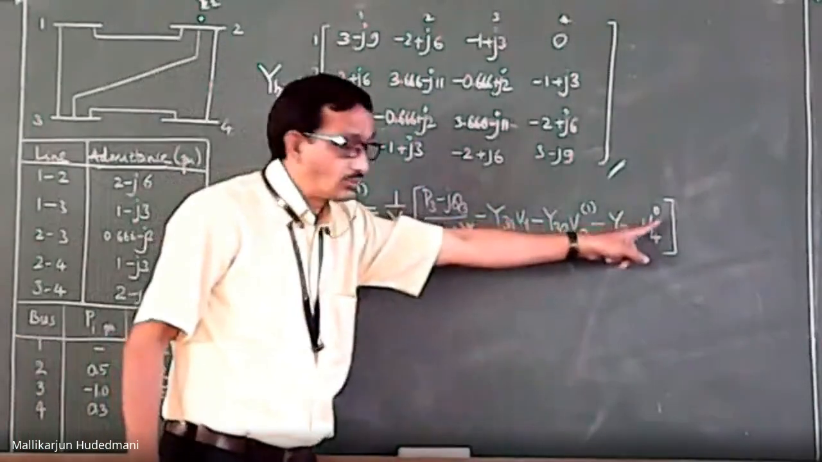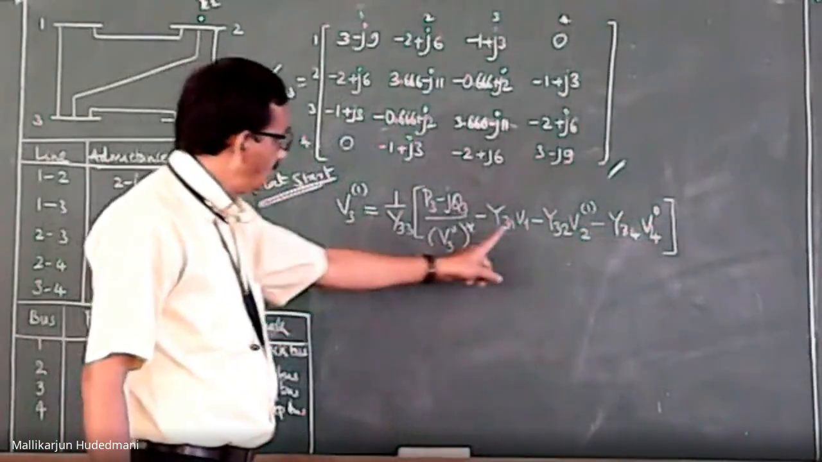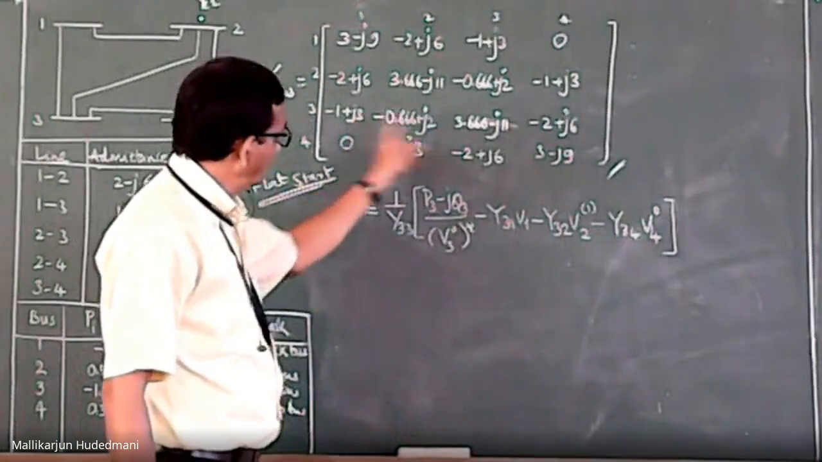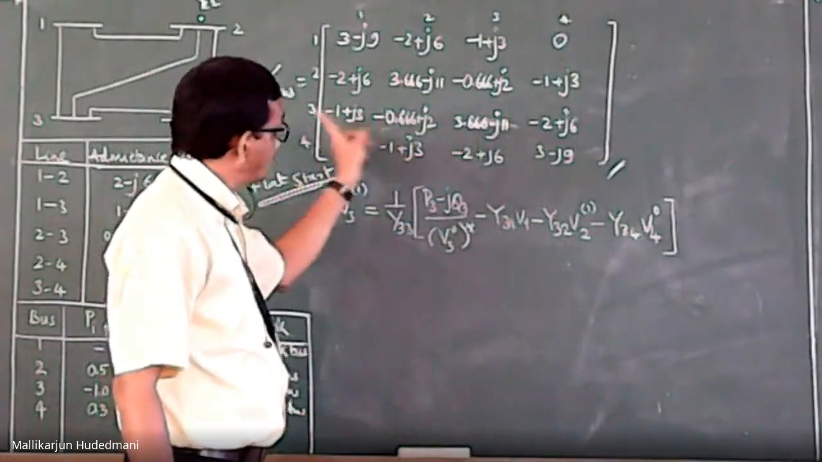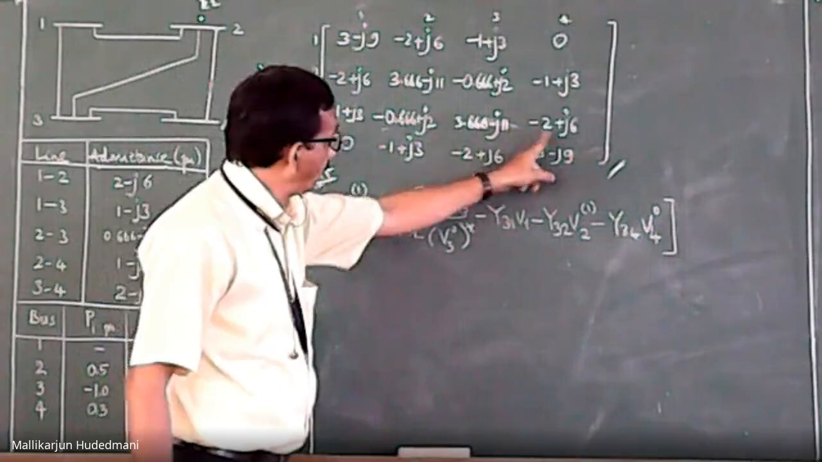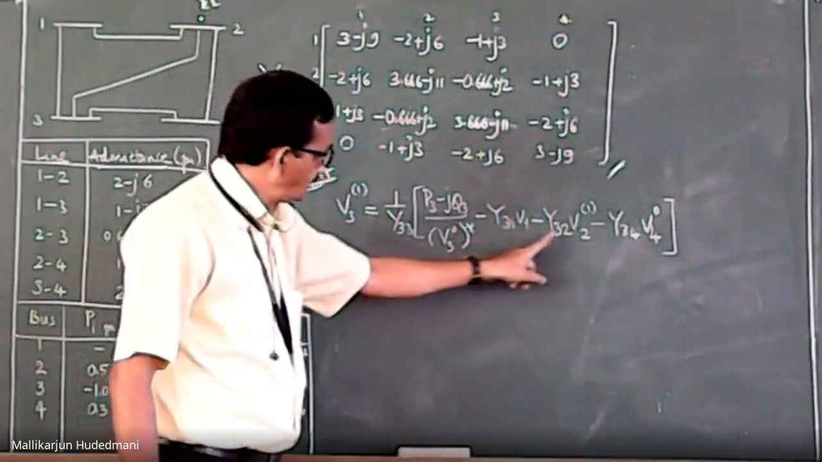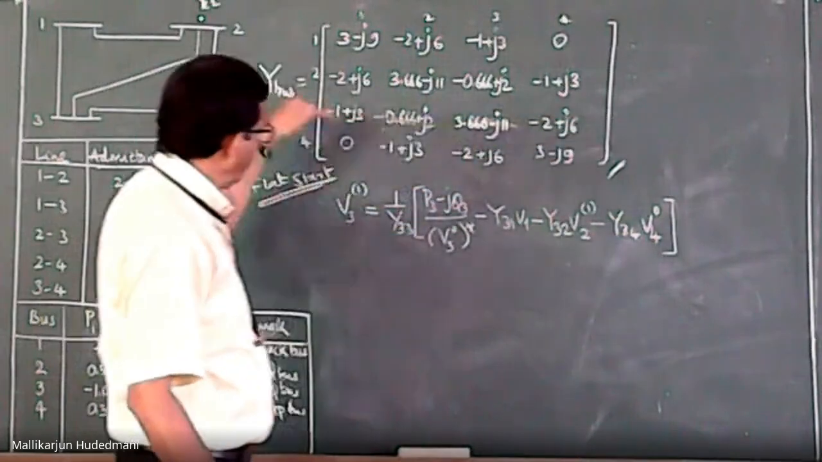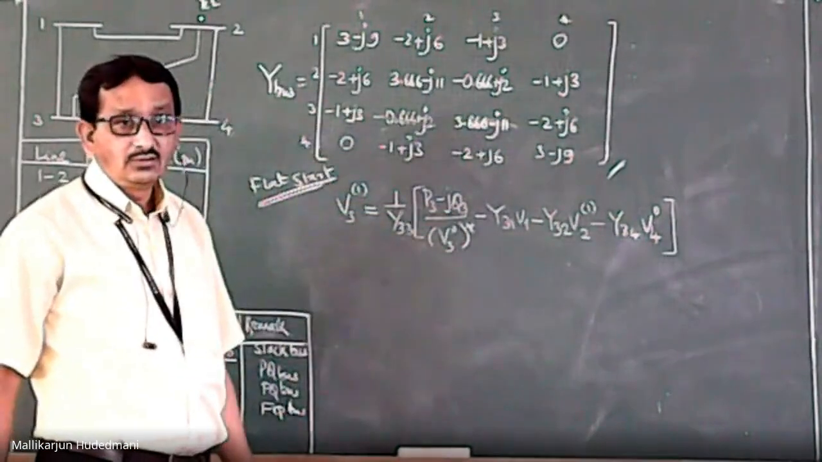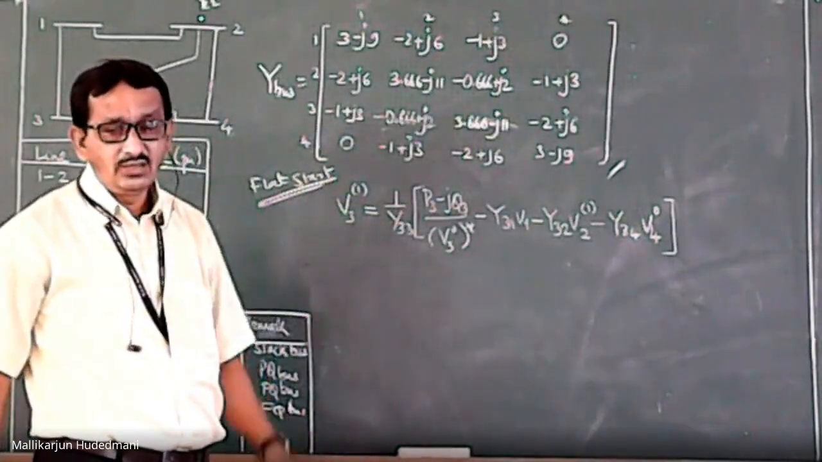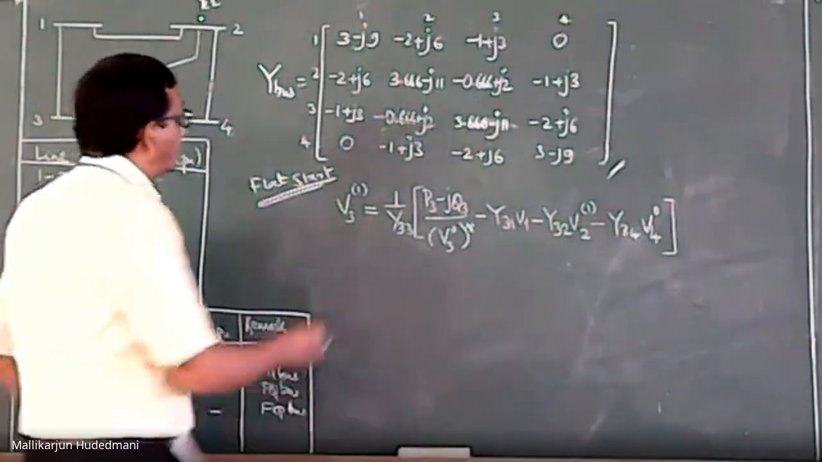Likewise, it comes out. Now my next task is to check. 3, 1 is here. What is this? 3, 2, 3, 4, 3, 3. I have this here: 1 by Y33 is here, 3, 1 is here, 3, 2 is here, 3, 4. All the connectivity has come here. Now I have to substitute the values and get the solution. For that, I will substitute the values.